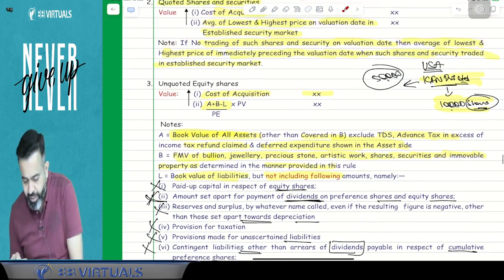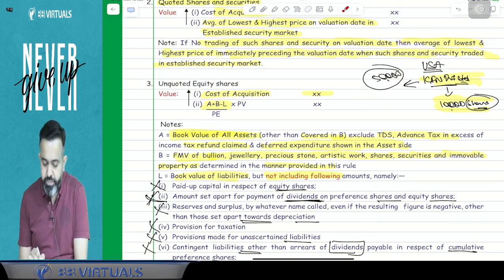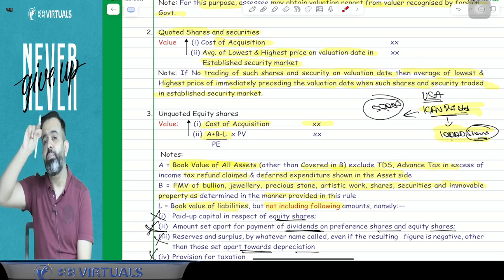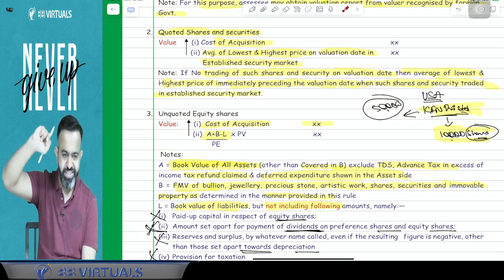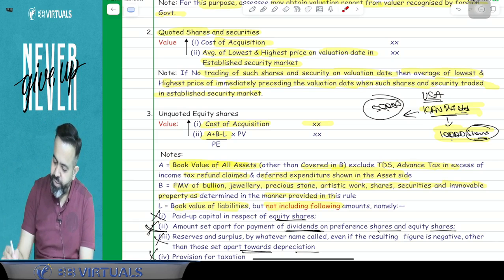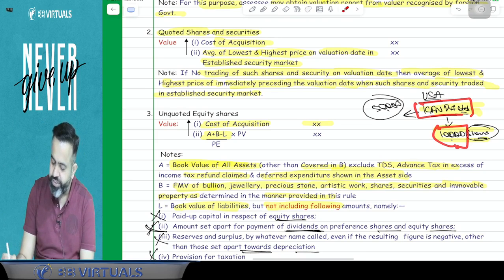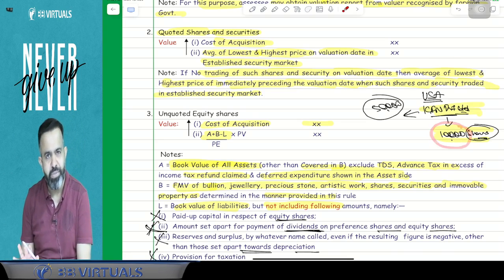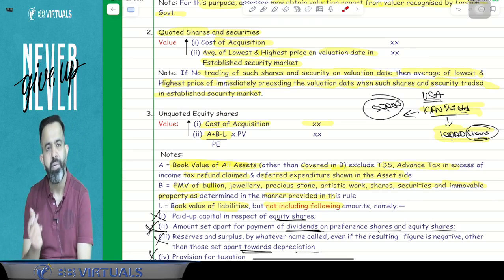So in simple words, here we look at how to determine the value of unlisted equity shares in any foreign company. I am having the unlisted equity shares of Kin Private Limited, 10,000 shares. So how do we calculate the value of these 10,000 shares? It's very simple: just take (A plus B minus L) divided by P, multiplied by PV.